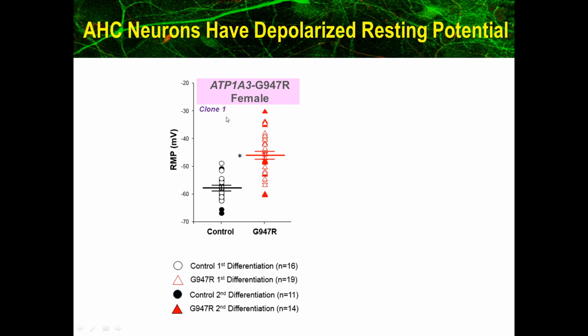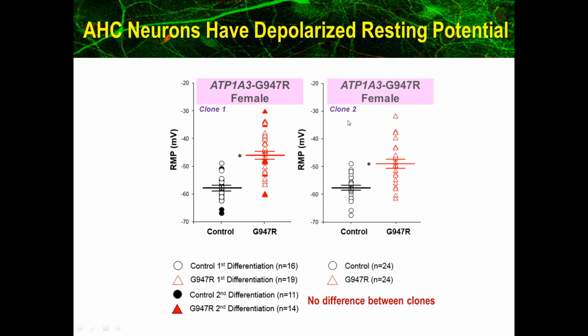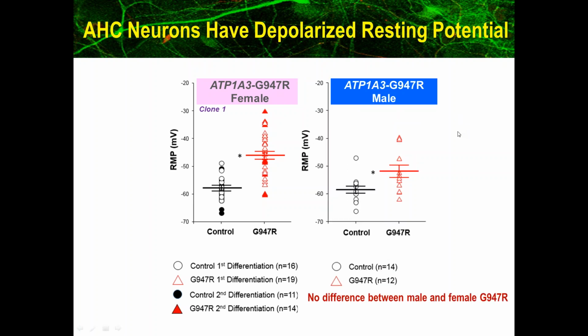Now, we weren't happy with just showing that from one of the lines. We actually grew up the other line and saw exactly the same thing. We also made multiple rounds of neurons, which is encoded in the shading of the symbols, and we also saw consistent effects there. And then lastly, to cap it off, so we know that this isn't a female-specific issue, we looked at a male patient and cell lines derived from him who has the same mutation. Neurons from this case also showed the same difference, a less negative resting membrane potential.